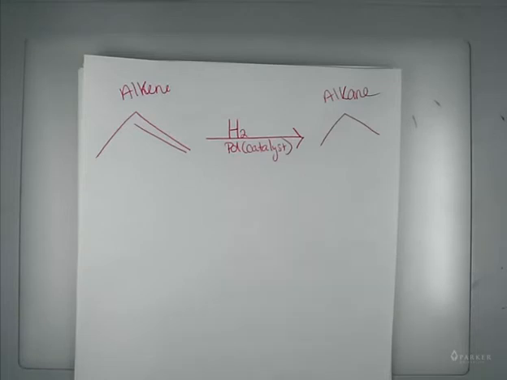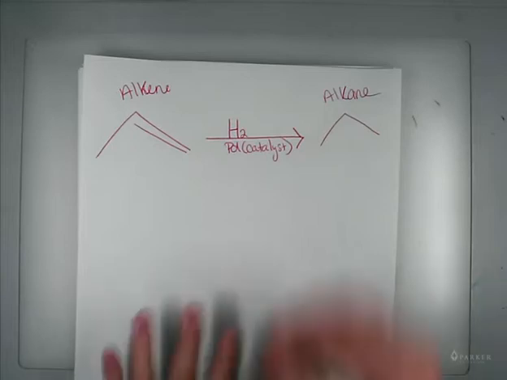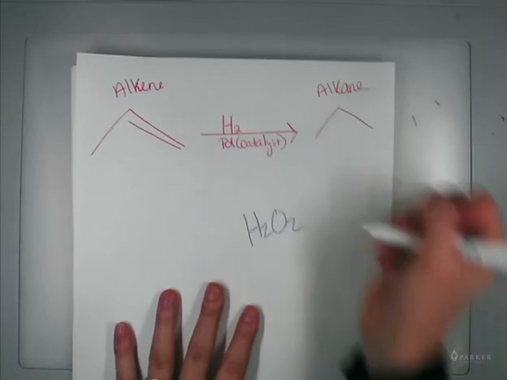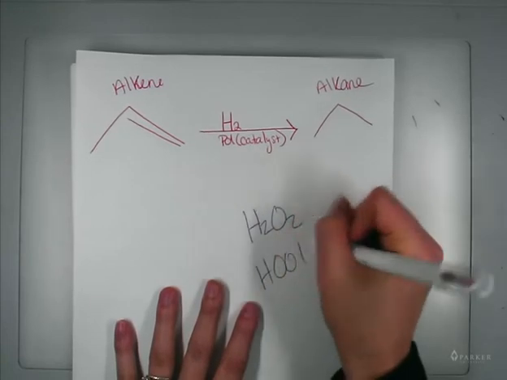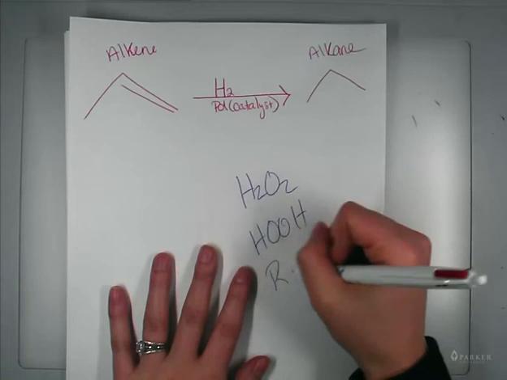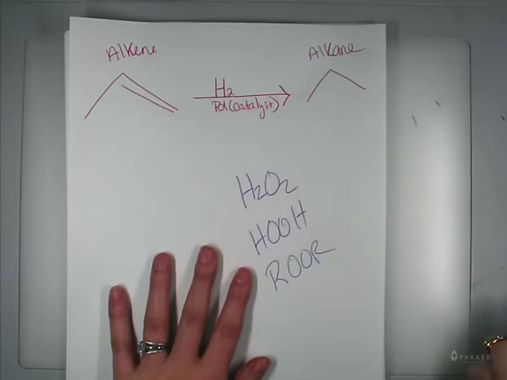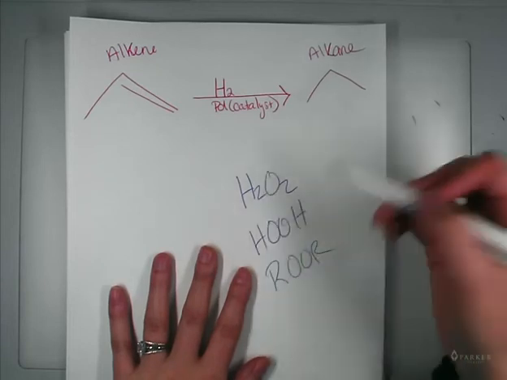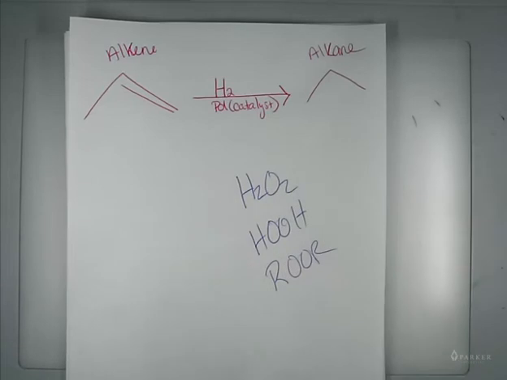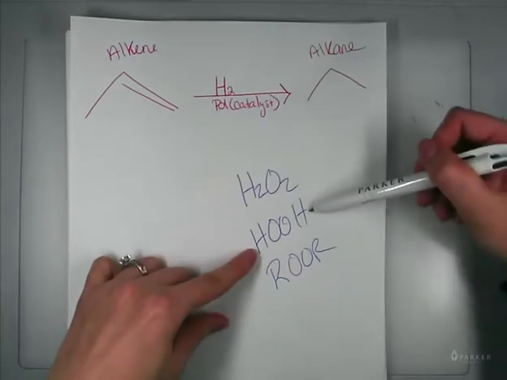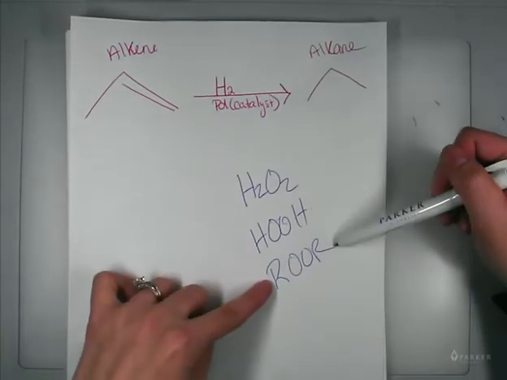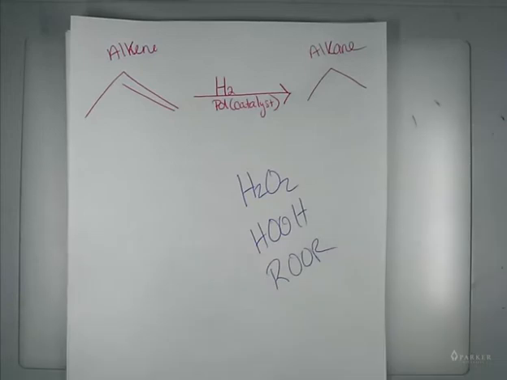What about bulky? No, that's for elimination. Different chapter. Forget you even thought it. What does it look like? Or you could write it HOOH, or sometimes ROOR. 2 oxygens bonded together is a peroxide. It's a peroxide. This is specifically hydrogen peroxide. This stands for any peroxide.